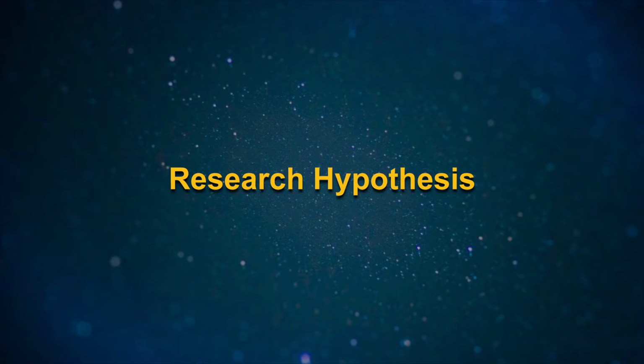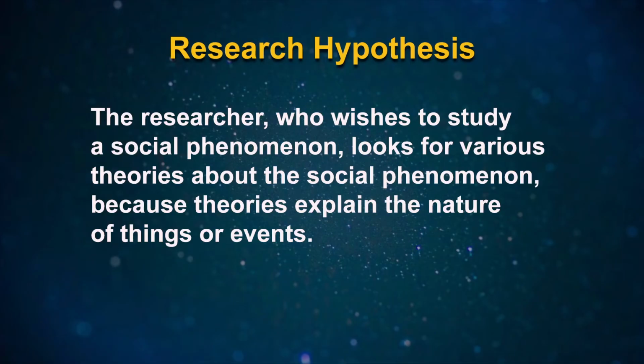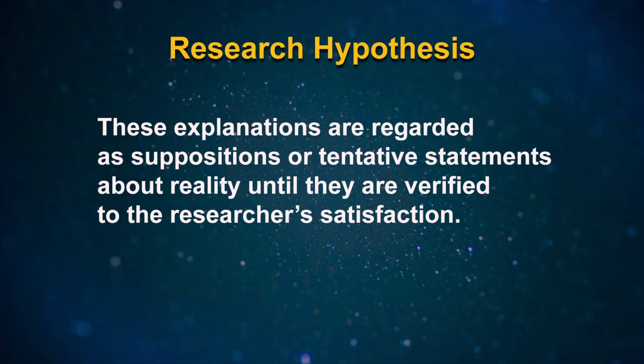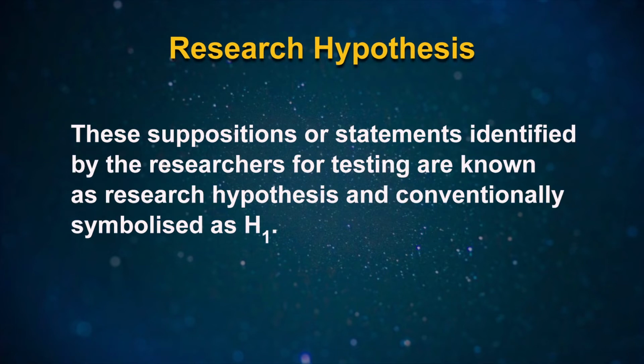Research hypothesis or working hypothesis. The hypothesis derived from the theories is termed as research hypothesis or alternative hypothesis or working hypothesis. The researcher who wishes to study a social phenomenon looks for various theories about the social phenomenon because theories explain the nature of things or events. Thus, these explanations are regarded as suppositions or tentative statements about reality until they are verified to the researcher's satisfaction. These suppositions or statements identified by the researchers for testing are known as research hypothesis and conventionally symbolized as H1.